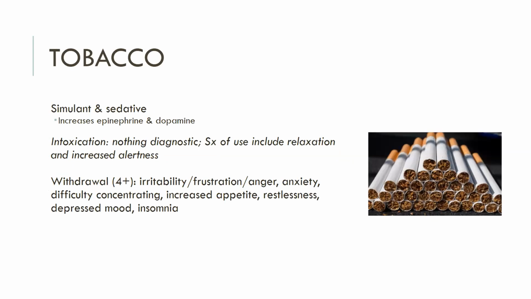Moving on to number 2, we've got tobacco. Tobacco functions both as a stimulant and a sedative. It does this because it increases the concentration of 2 different chemicals in our body, epinephrine and dopamine. So these are the 2 different neurotransmitters that we're seeing impacted. And so epinephrine provides the stimulating effects of tobacco, and then dopamine contributes to some of the sedating effects of tobacco.